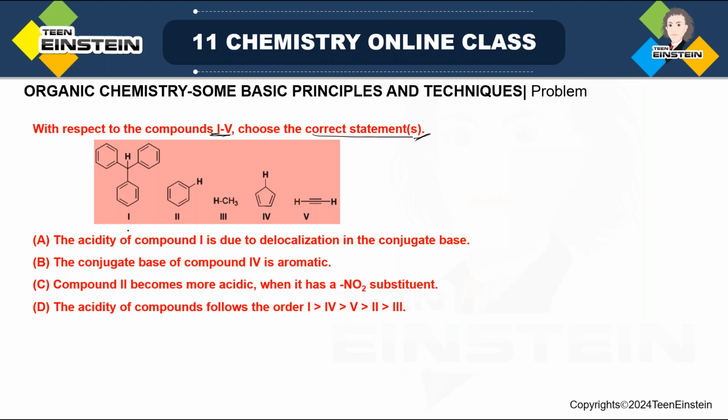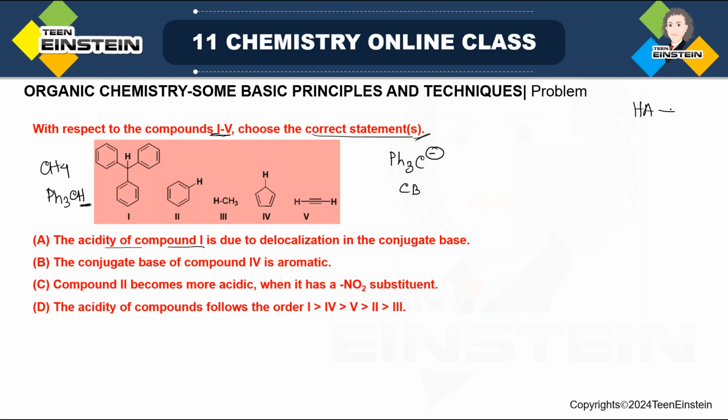So the first molecule is basically a methane derivative. Suppose I am writing methane here. If you replace 3 hydrogens with 3 phenyl groups, it will be Ph3CH. Now, if you read all the options carefully, they are talking about acidity. That means after removal of H, you will get Ph3C minus, with the negative charge on carbon. The first option says the acidity of compound 1 is due to delocalization in the conjugate base. So this is the conjugate base we get from Ph3CH.